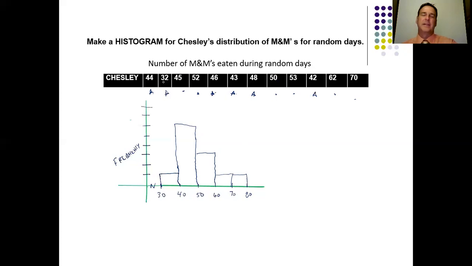Okay, and so if I count this, I got 1, 2, 3, 4, 5, 6, 7, 8, 9, 10, 11, 12, just like before. And this is 1 plus 6 is 7, 8, 9, 10, 11, 12. All right, let's label this well. This is the number of M&Ms.